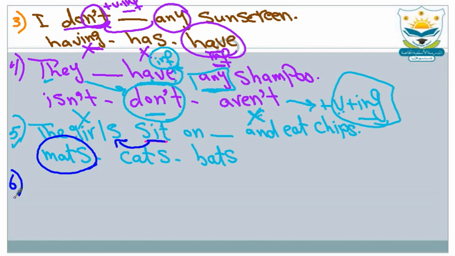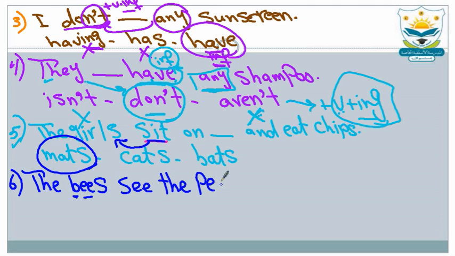Number 6. The bees. طبعا قلنا bees with B for book and double E، ده اللي هو النحل. See the peas, and we said also peas with P for pen and EA اللي هي البسلة. Space the bags.